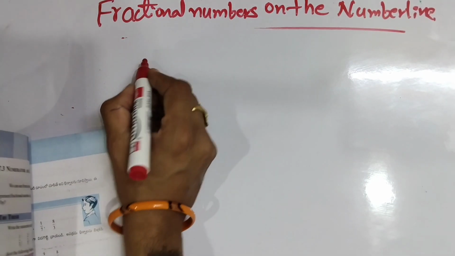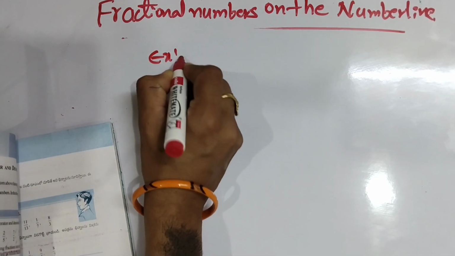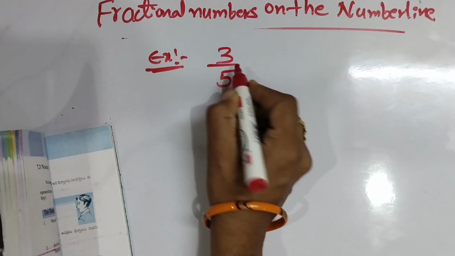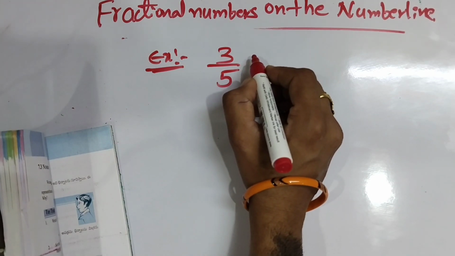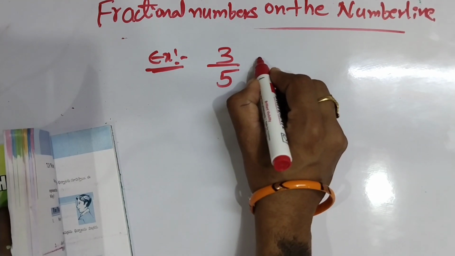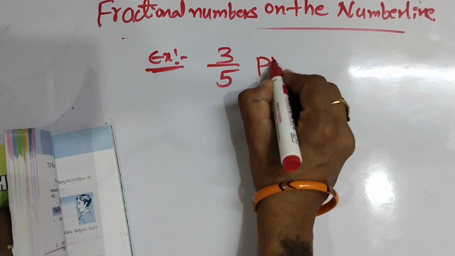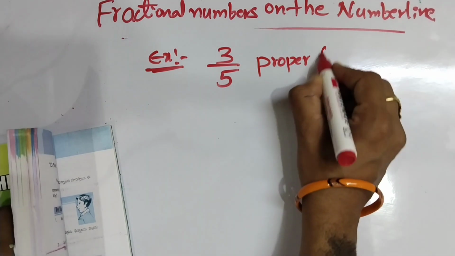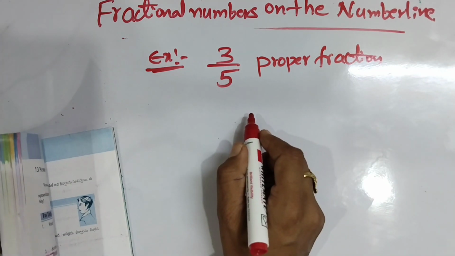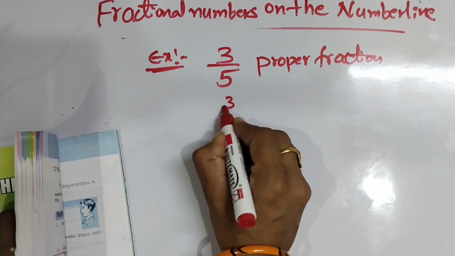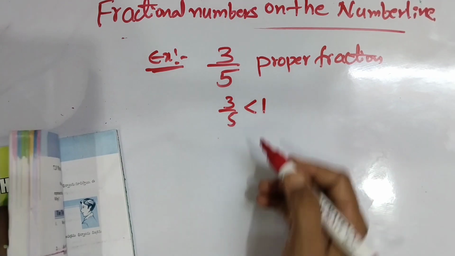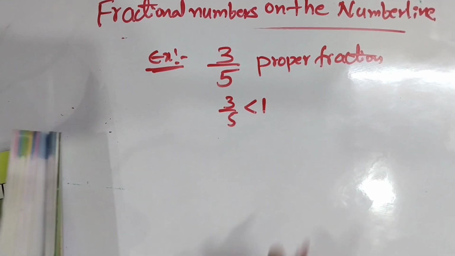And then I am directly discussing one example. For example, 3/5. At first we have to decide whether the given fraction is a proper fraction or an improper fraction. According to our knowledge, this is a proper fraction. So what is the condition? 3/5, or any proper fraction, has a value less than 1.